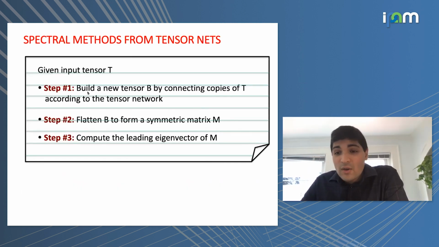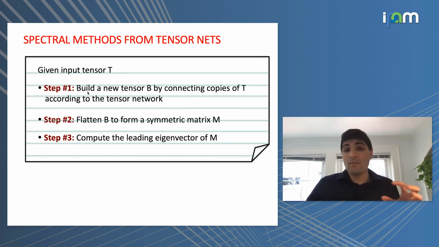It turns out that you can build some sort of general strategy, which is, maybe I build a tensor network with some blueprint for how to connect different copies of T together. Then I turn that somehow into a matrix, and then I do something with spectral methods in the hopes that the leading eigenvectors recover the hidden parameters of the model I want to learn.